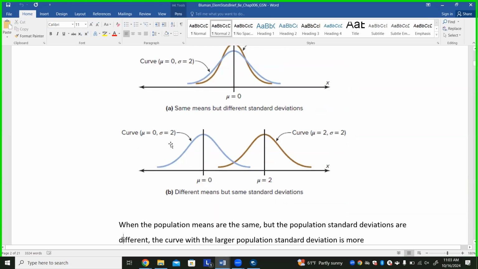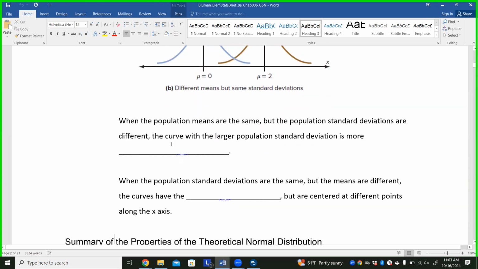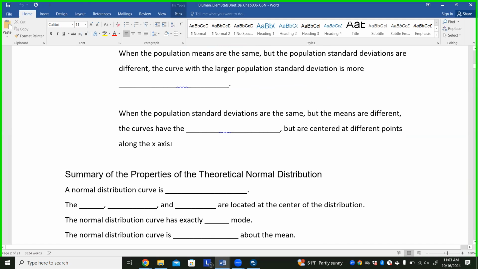All right. Let's put this into practice. Makes more sense when we do that. So when the population means are the same, but the population standard deviations are different, the curve with the larger population standard deviation is more spread out. So it's what it looks like. It looks like it's an anthill that's been mowed over. So it's a little bit less slopey. Yes, slopey is a word. All right, so it's a little bit more spread out.